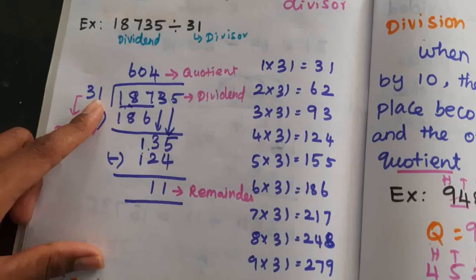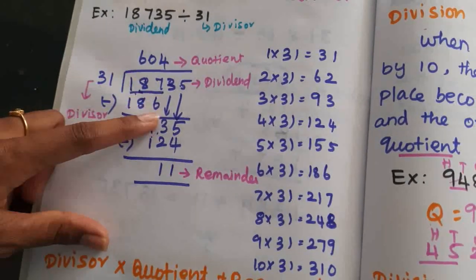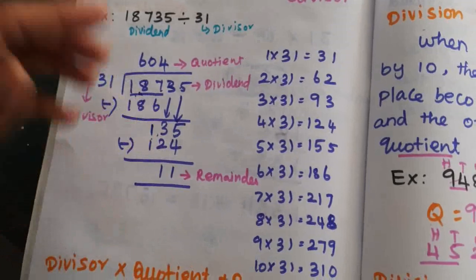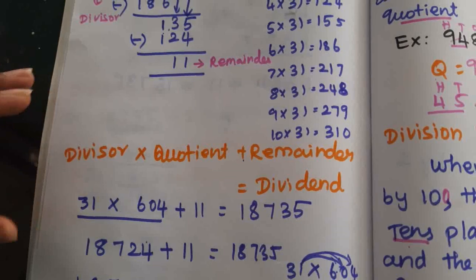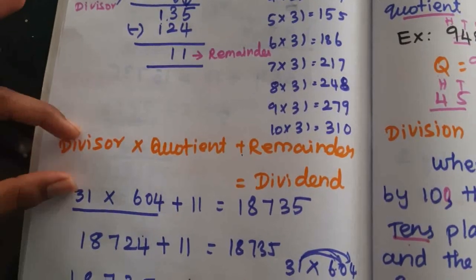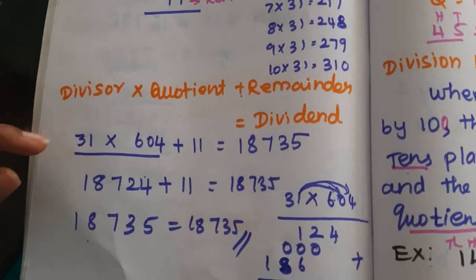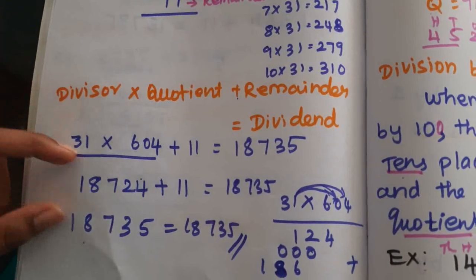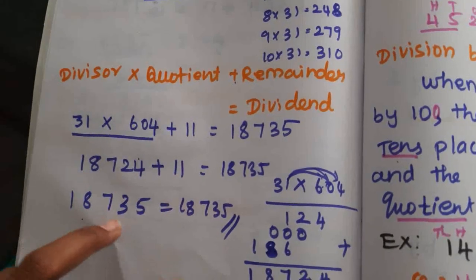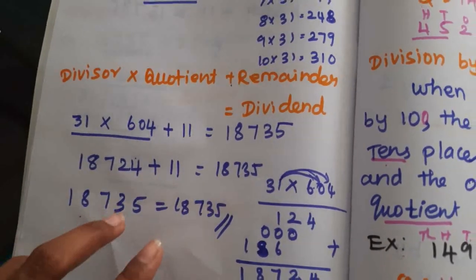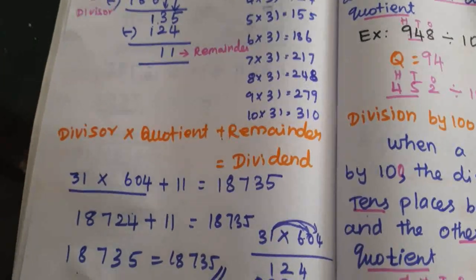If the divisor is greater, you have to take another digit, making it a 3-digit number. Compare, and when the dividend is greater, do the further steps. Next, we verified the answer with the formula divisor into quotient plus remainder equal to dividend. Substitute the values, do the multiplication first, then the addition. If you get the same answer, your answer is correct, I mean your division process is correct.